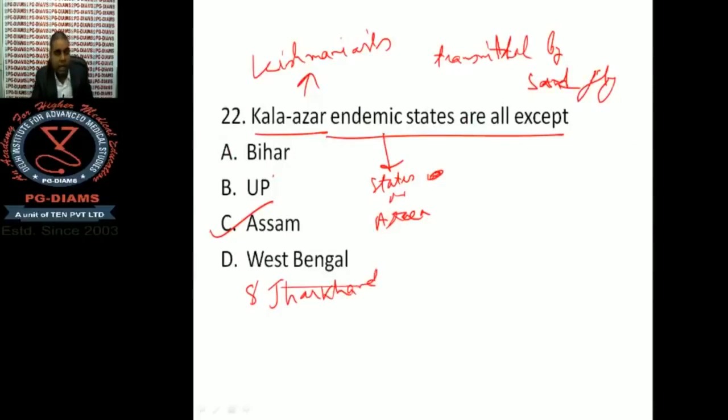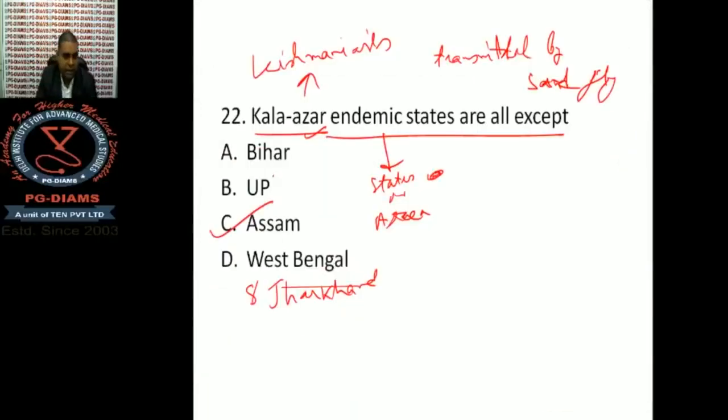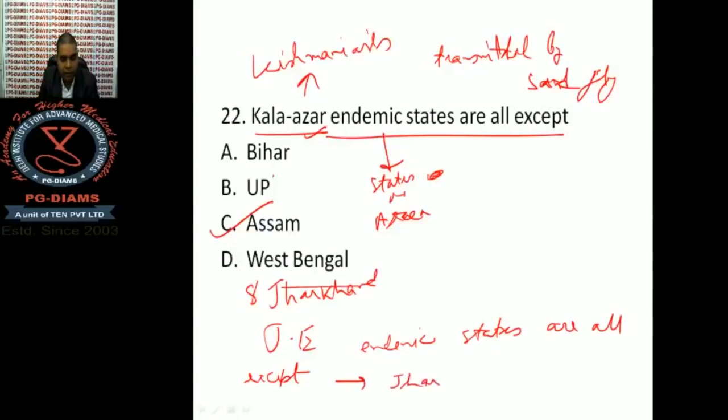Okay. Now if the same question comes, but instead of Kala Azar, they ask you about Japanese encephalitis. The question is, for Japanese encephalitis, endemic states are all except. And the answer would have been Jharkhand. Why?